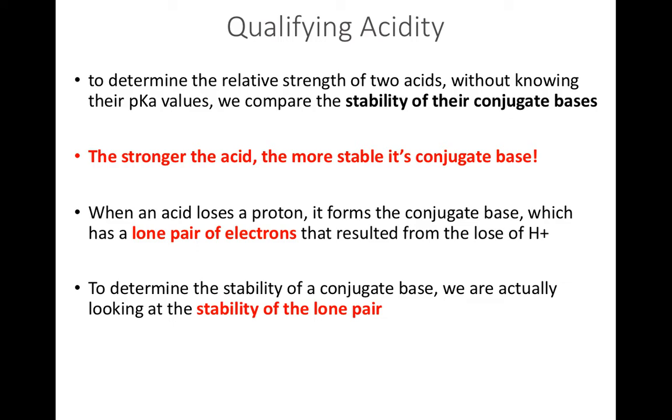So, in general, the stronger an acid is, the more stable its conjugate base is going to be. When an acid loses a proton, it forms a conjugate base, which has an extra lone pair of electrons that results from the loss of that H+. To determine the stability of a conjugate base, we look at how stable is that lone pair that we create by losing the H+. And the more stable the conjugate base is, the stronger the initial acid is going to be.